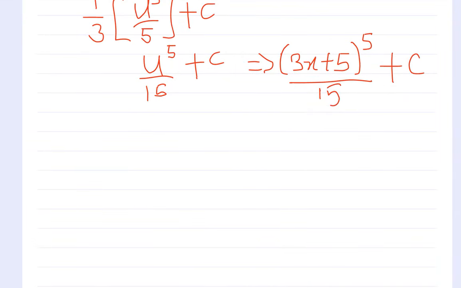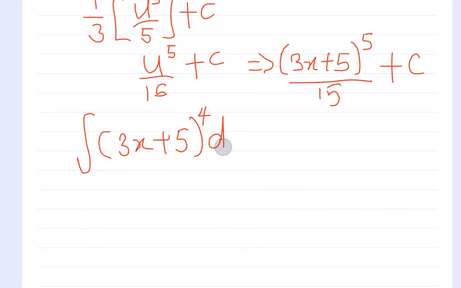Now when you want to use the shortcut, I discovered this yesterday. I usually teach a lot of shortcuts, but I rarely do videos of them recently. So now look at this. If you have this, 3x plus 5 all raised to power 4 dx.